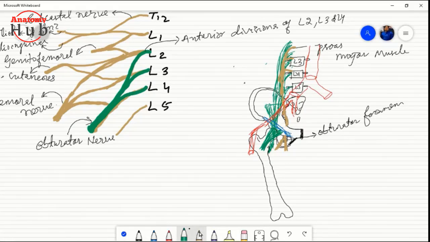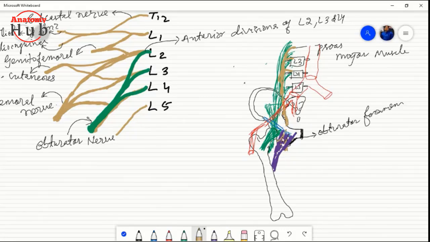Then here you will find another muscle, which is coming from the body of the pubis. So this muscle is your adductor longus muscle. It attaches to your linea aspera, right? So what happens here? The obturator nerve divides into two divisions, anterior division and posterior division. First we will study this anterior division.